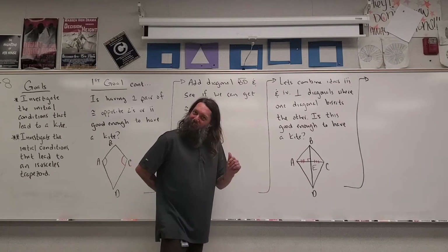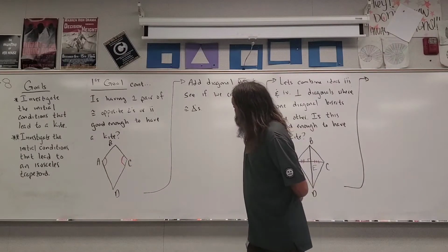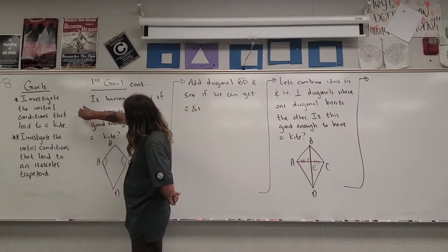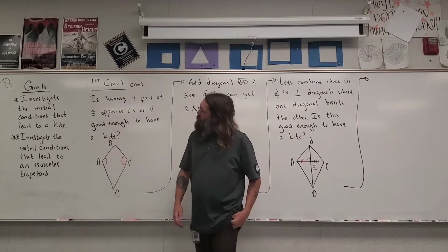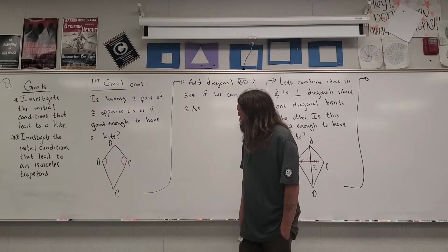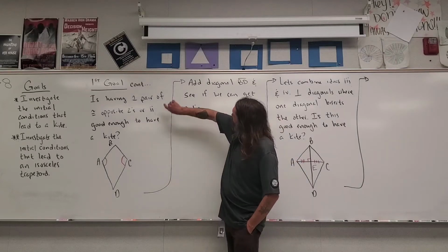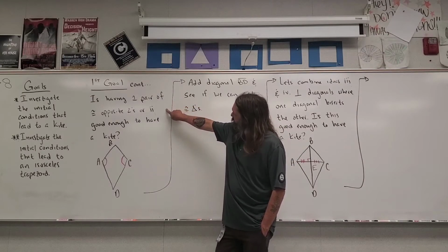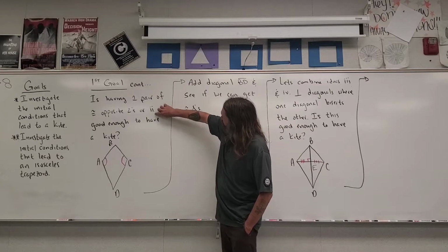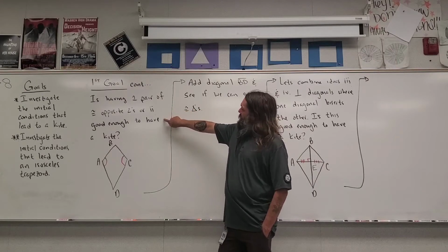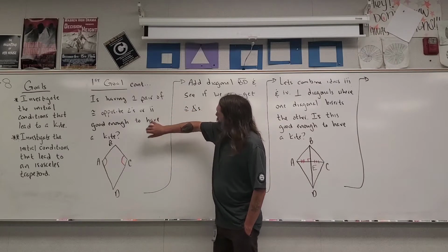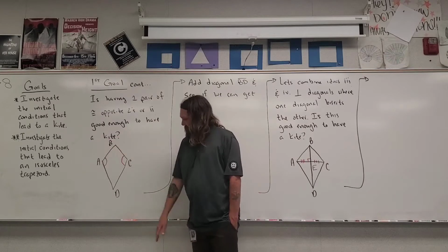I'm back. So let's go ahead and continue with our first goal, and that's investigating the initial conditions that lead to a kite. So first we saw the first condition did lead to a kite, so now let's look at the second condition. Is having one pair of congruent opposite angles, or the second initial condition, good enough to have a kite, or the second property, good enough to go backwards and have a kite?